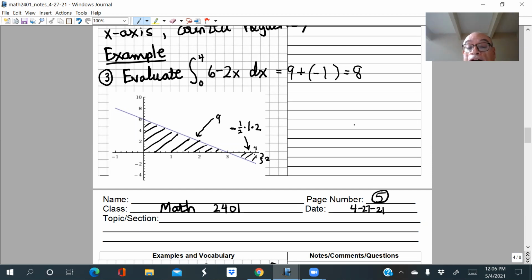So that's a little bit counterintuitive in calculus. Areas beneath the x-axis are interpreted as negative numbers. So you can get negative values for areas in calculus.